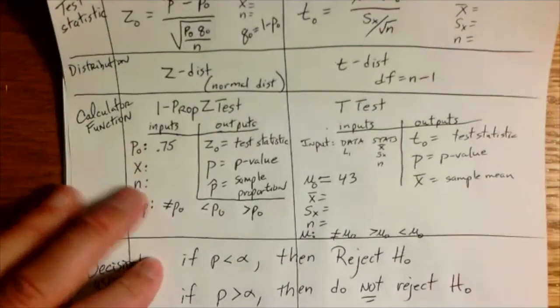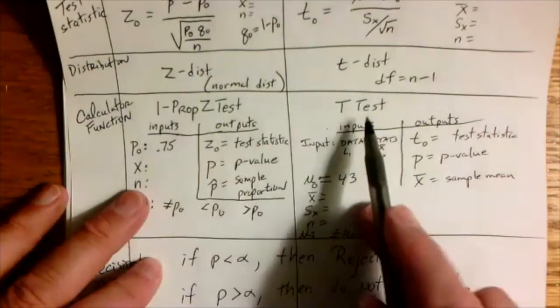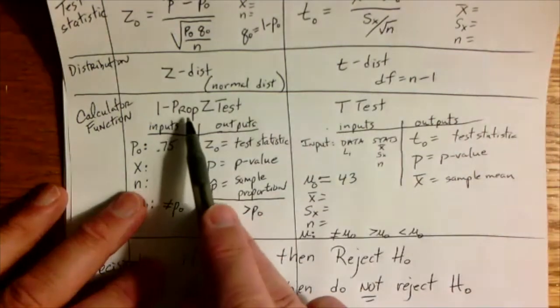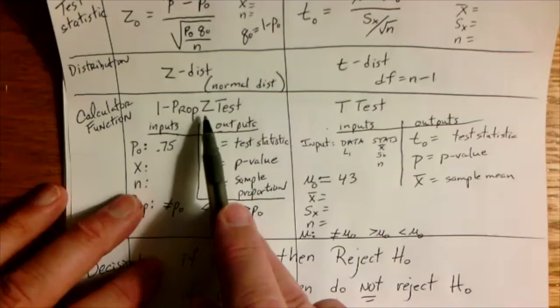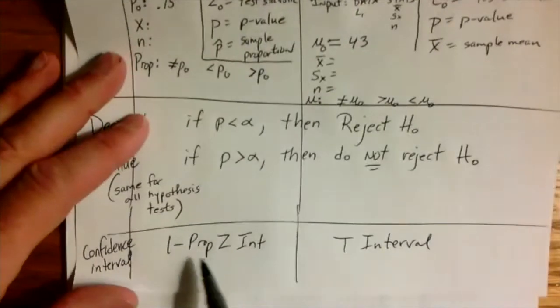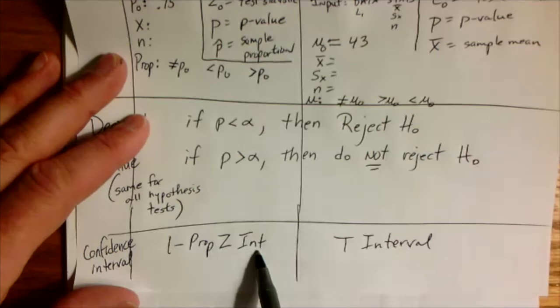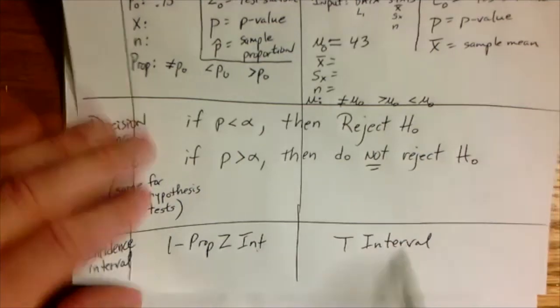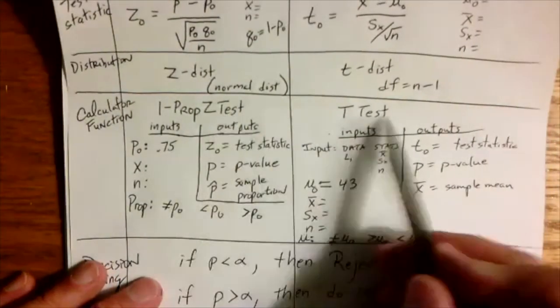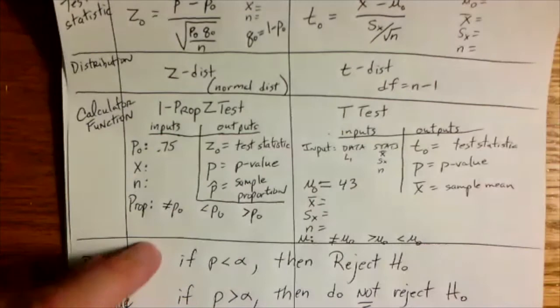All right, and now the calculator function. There's a different one for proportions and means. The calculator function that we use for proportions is 1-PropZTest and its partner. If we wanted to find a confidence interval for a proportion, we would use 1-PropZInt. So for confidence intervals, you'll see either int or interval, and for hypothesis tests, you'll see test, and usually it's the whole word spelled out.